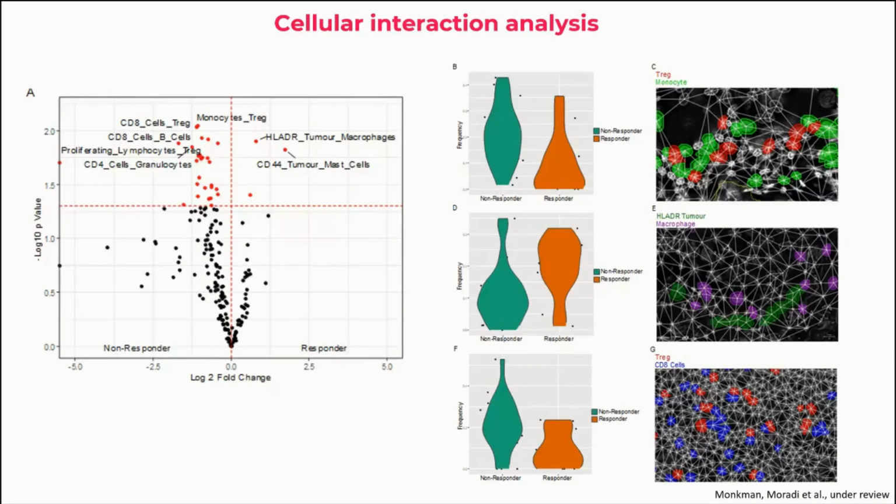And so we took this same model and did this graph neural network on it, looking at the nearest neighbor analysis, and we could see that the proximity of Tregs to monocytes, HLA-DR positive tumor cells to macrophages, or Tregs to CD8 T cells was associated with response or resistance to IO therapy. So it's really taking that spatial data and trying to understand how the proximity of these cell types is associated with response or resistance to therapy.